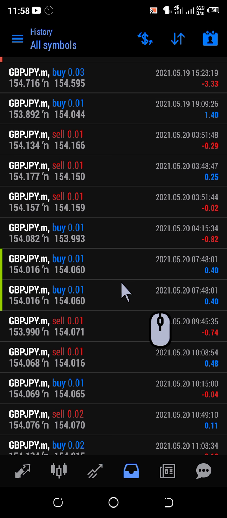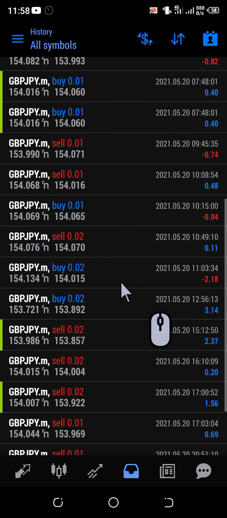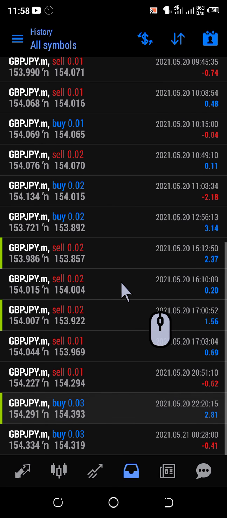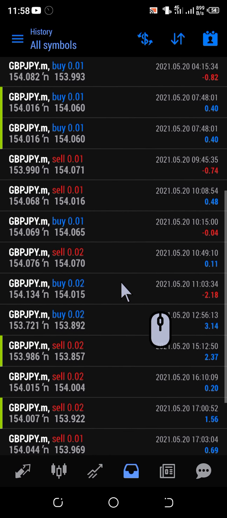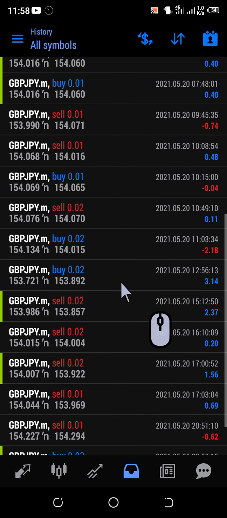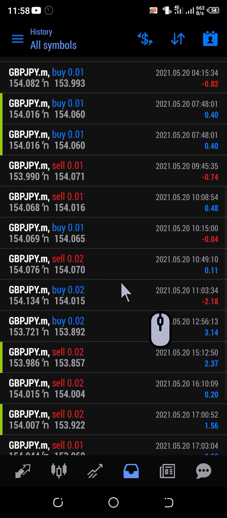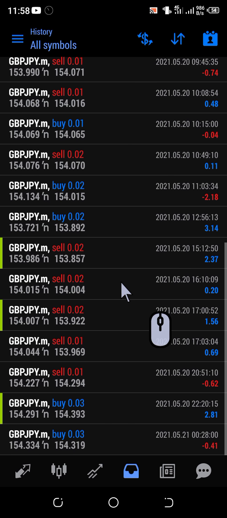So all the loss you're seeing here is because I was still trying to figure out how this strategy really works. It's a very good strategy which you can use to scalp. And you see, when I actually figured out how the strategy works, I started scalping successfully with the strategy.